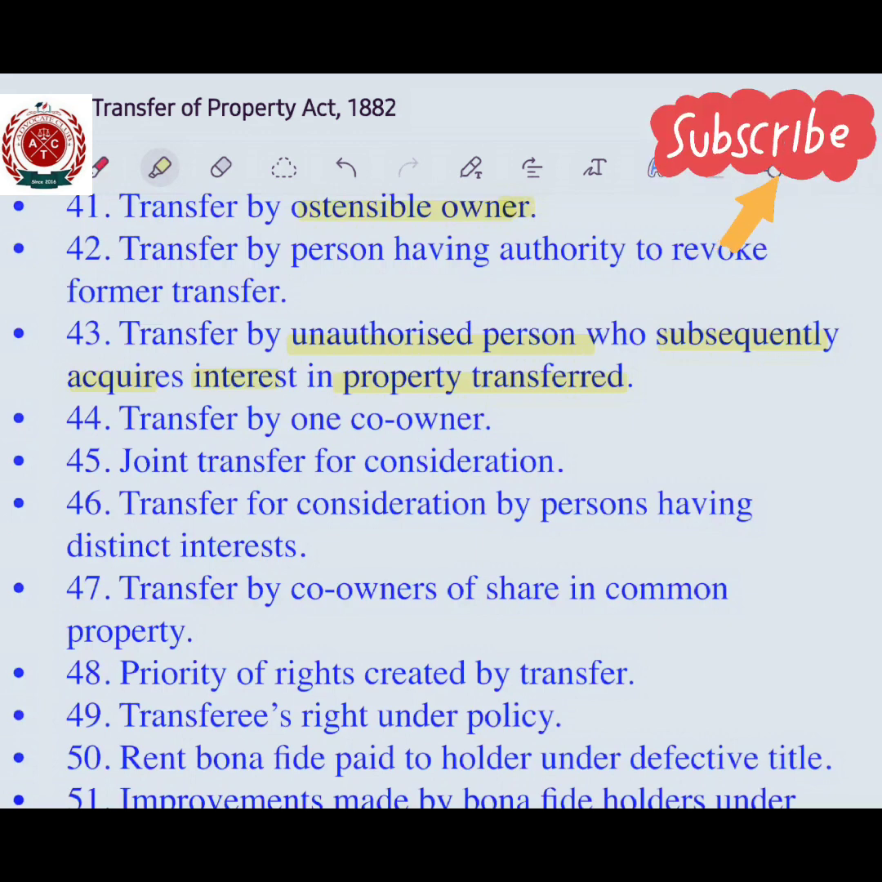It is also called the doctrine of feeding the grant by estoppel. The subsequent acquirement of immovable property operates against the transferor.